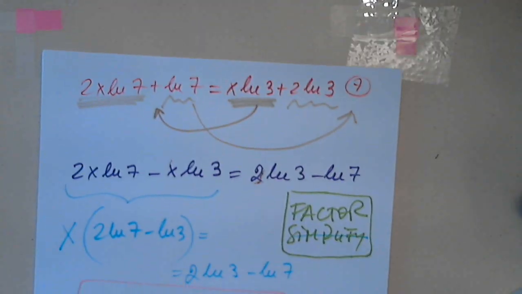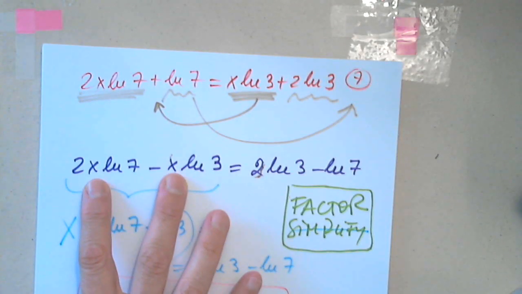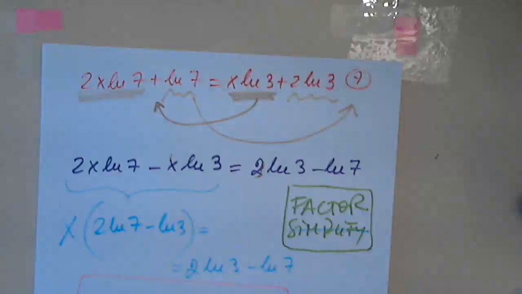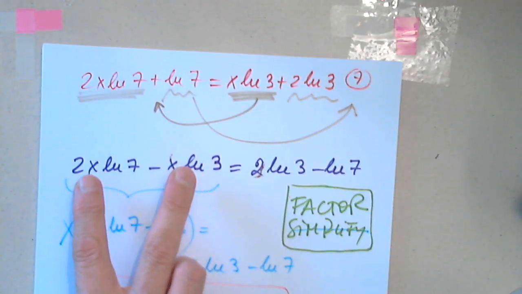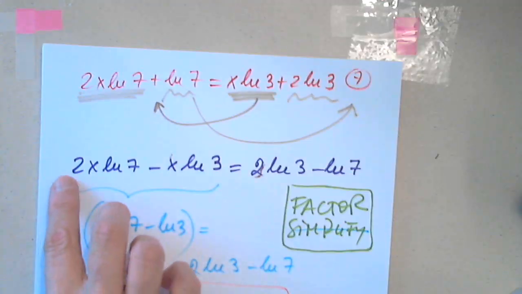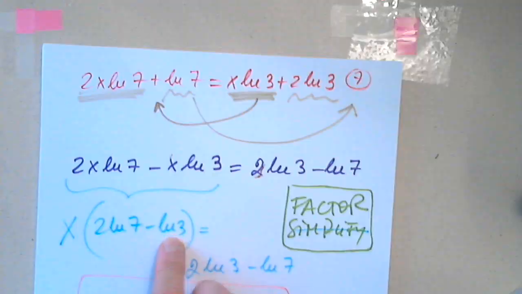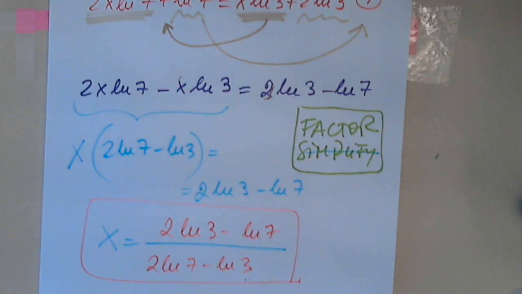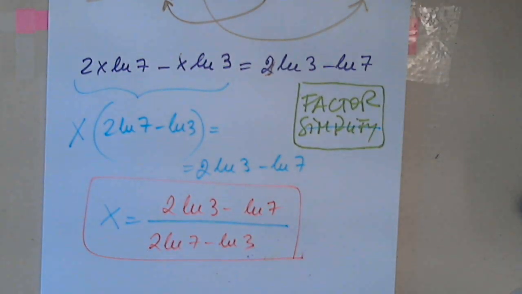At this point I wonder, what do I do? Because I need to solve for x. And I can combine these. I cannot say that this is something else. I can't. So the only thing I can do is just factor and then write 2 natural log 7 minus natural log 3. The other side is another number. I divide this by this because this is a linear equation now.